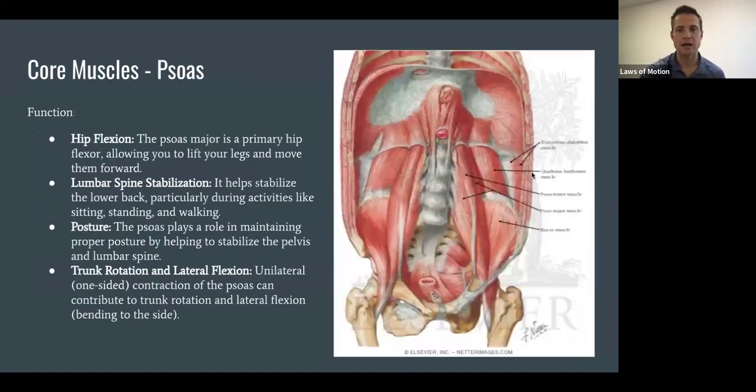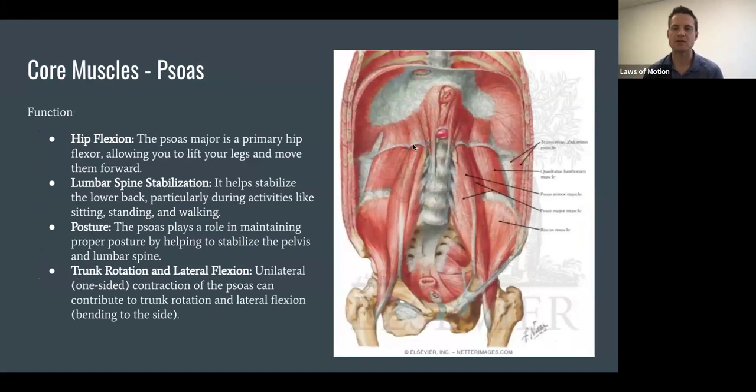Let's see, next one we look at here is the psoas. So the psoas muscle comes off the front side of the spine and comes down and connects to the hip. Now, this one's a powerful hip flexor muscle and is often accused of being really tight. So everyone's like, oh, you need to release your psoas, you need to stretch your psoas.